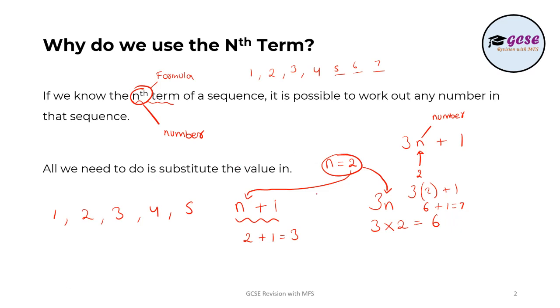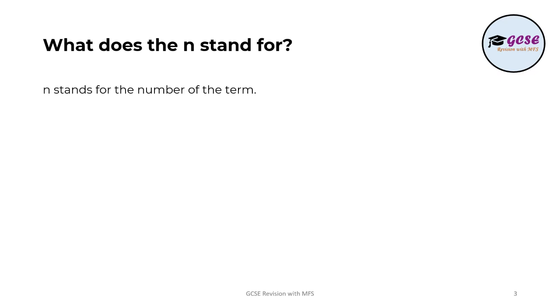Okay, I'm just introducing it here. I've not gone into much detail yet. So n stands for the number of the term. For example, let's say the nth term of a sequence was 5n minus 3. And you were asked, what is the 100th term in the sequence?